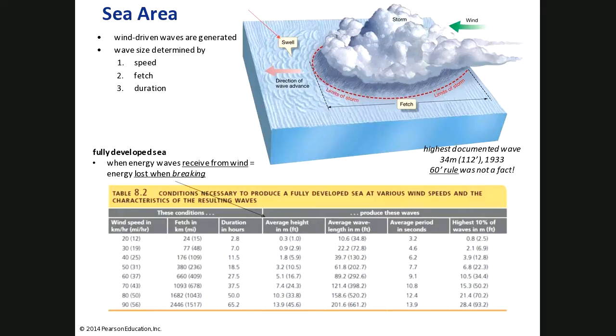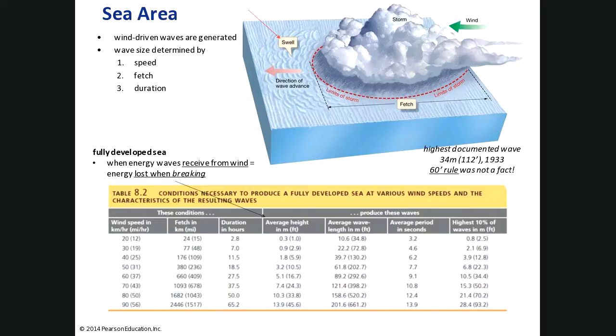Fully developed seas is when the energy the waves receive from the wind is equal to the energy lost when breaking. Look, the wind speed is about 12 miles an hour, 20 kilometers. The average height of a wave is about 0.3 meters or about a foot. And those waves are going to break when the energy from the wind equals the energy lost when breaking.